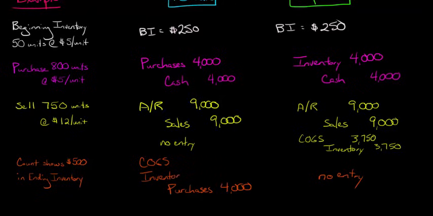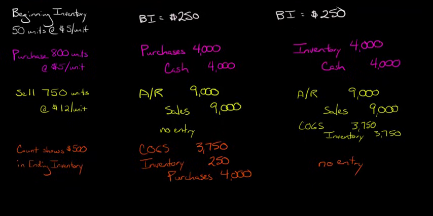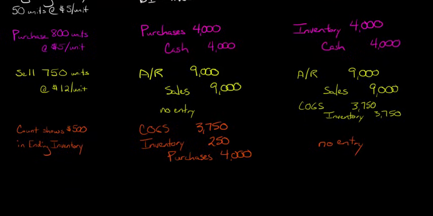How do I know this? Well, let me just put in the numbers here for you. There's going to be a $3,750 for cost of goods sold and $250 for inventory. But more importantly, let me show you how we got these numbers. So let's look at this cost of goods sold number.